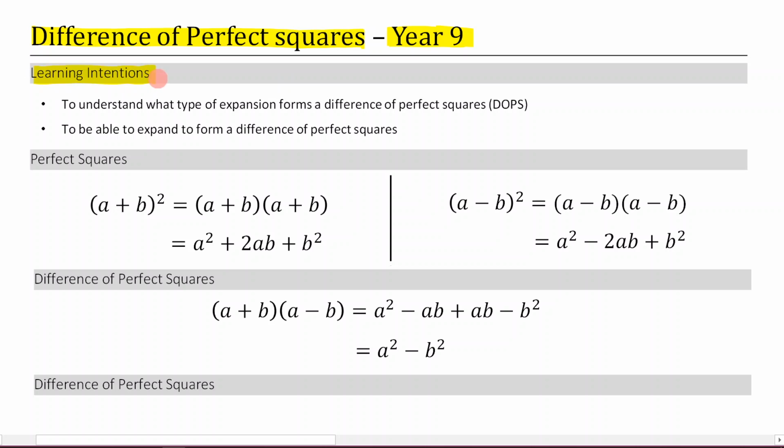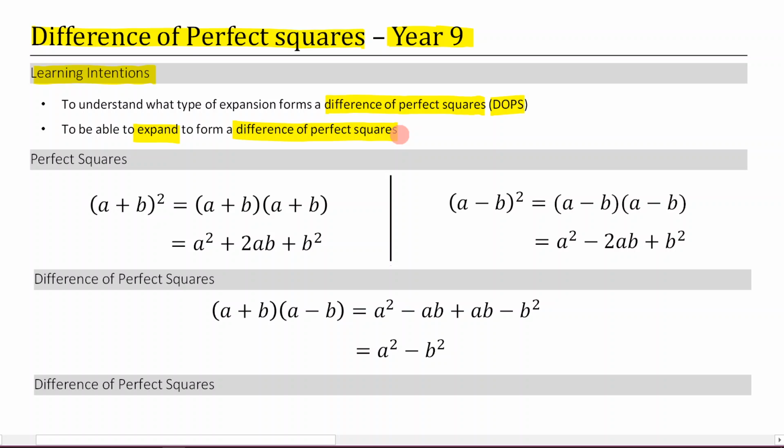Our learning intentions are to understand what type of expansion forms a difference of perfect squares, which we refer to as DOPS. DOPS is just D-O-P-S, difference of perfect squares. And our next learning intention is to be able to expand to form a difference of perfect squares.